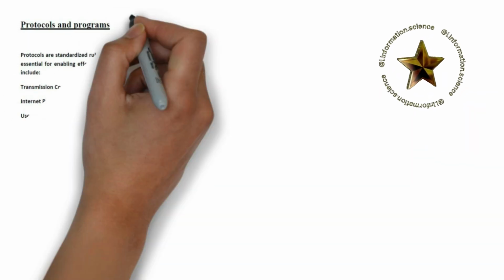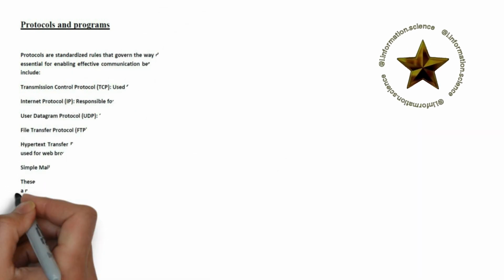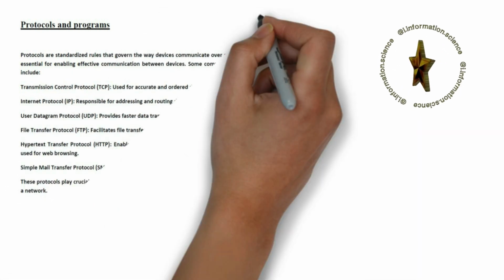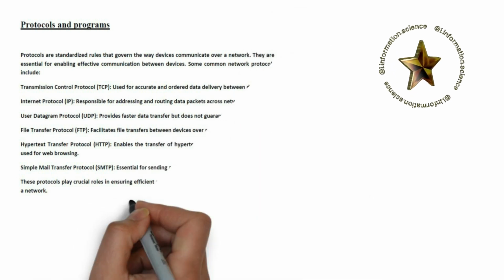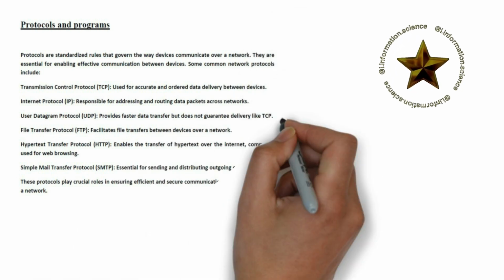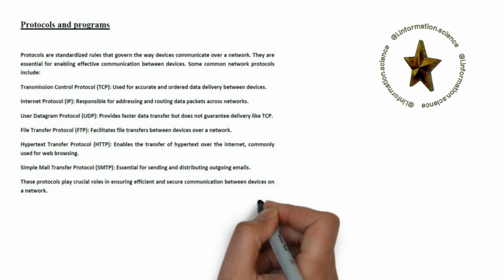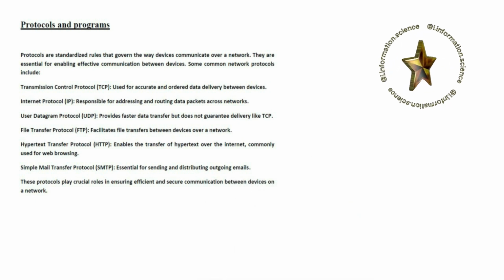Protocols and programs. Protocols are standardized rules that govern the way devices communicate over a network. They are essential for enabling effective communication between devices. Some common network protocols include Transmission Control Protocol, TCP, used for accurate and ordered data delivery between devices. Internet Protocol, IP, responsible for addressing and routing data packets across networks.